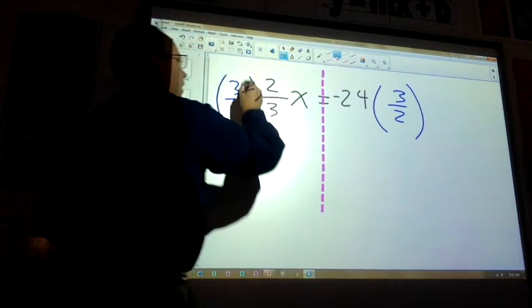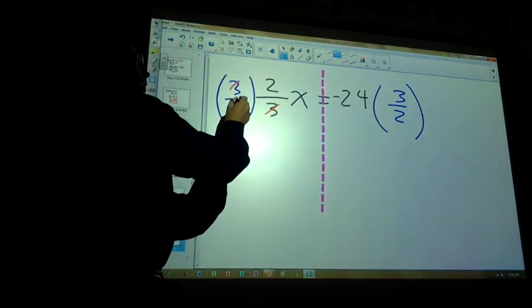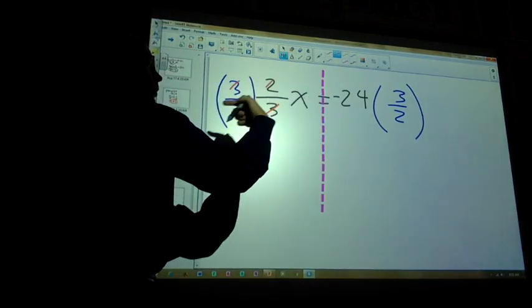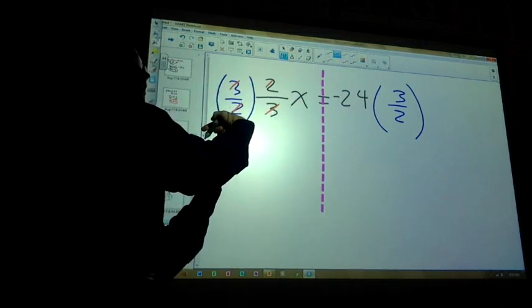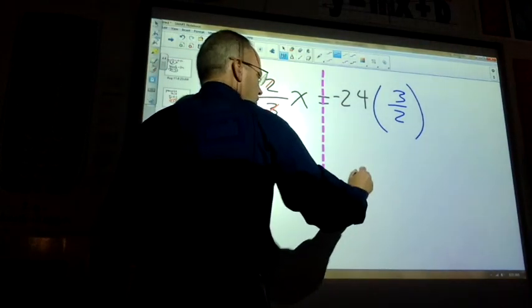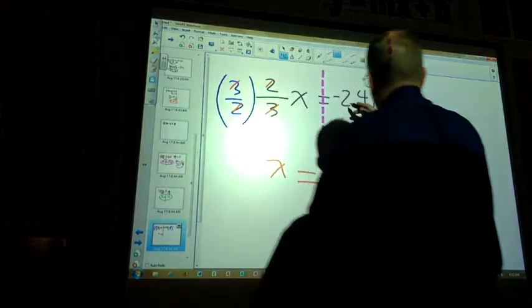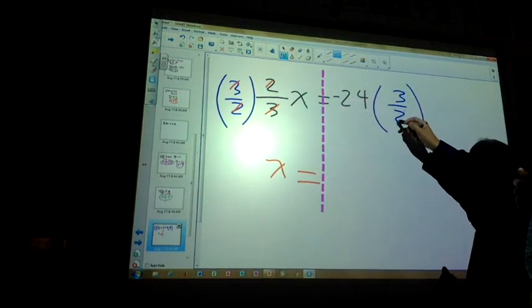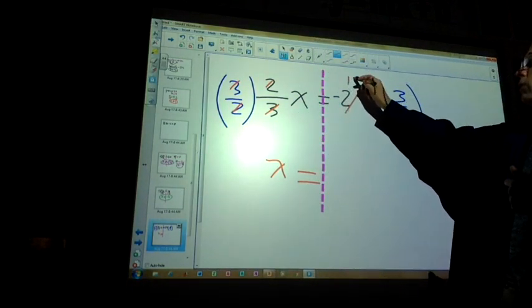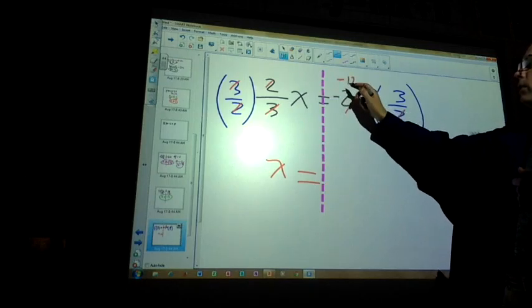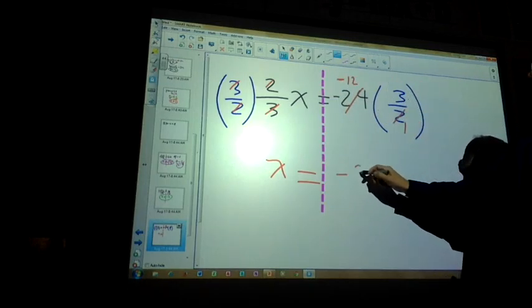And what happens here is this 3 reduces here, this 2 reduces here. So what do I have on this left side? An x. An x is going to be equal to, and there are a couple of ways I can do this. I can say, well, 2 goes into 24 12 times. Don't forget the negative. And then negative 12 times 3 is negative 36.